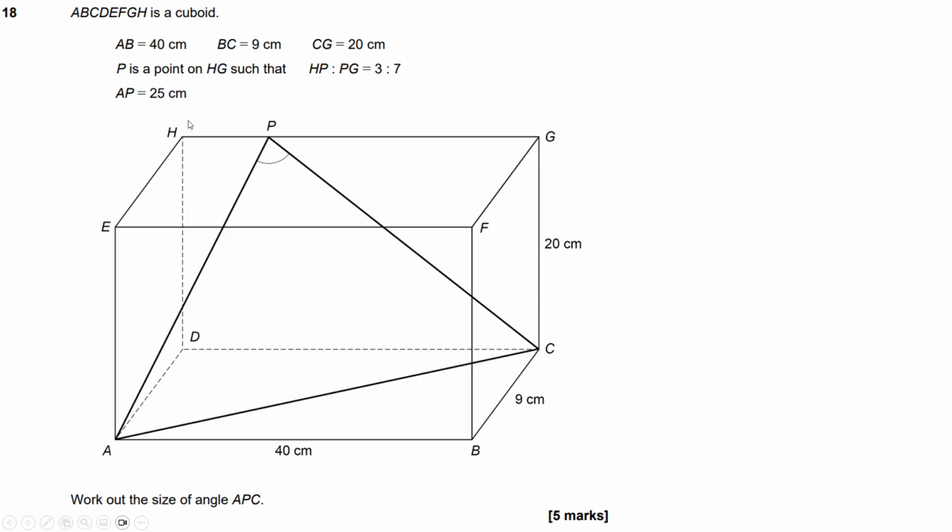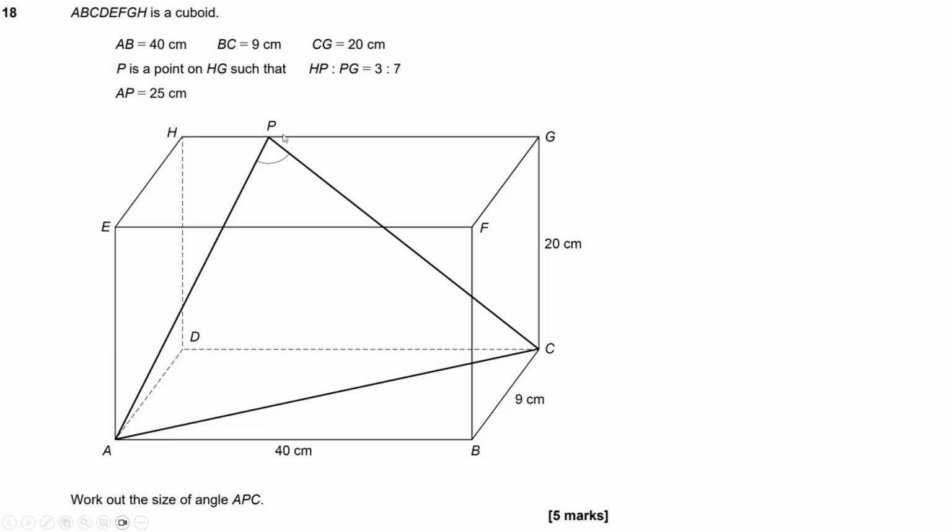This is a cuboid. AB is 40, which means that this is 40, this is 40, and this is 40, because it's a cuboid. BC is 9, so this is 9, this is 9, this is 9, and this is 9. And GC is 20, so this is 20, this is 20, this is 20, and this is 20.